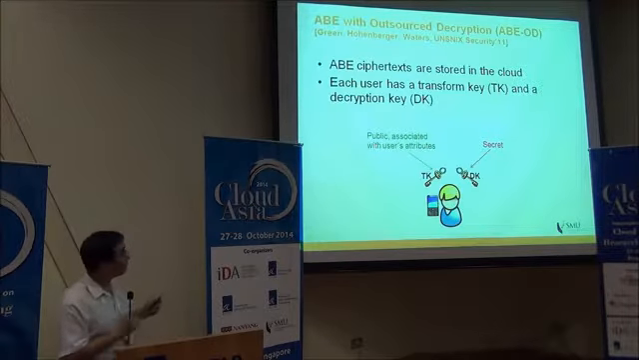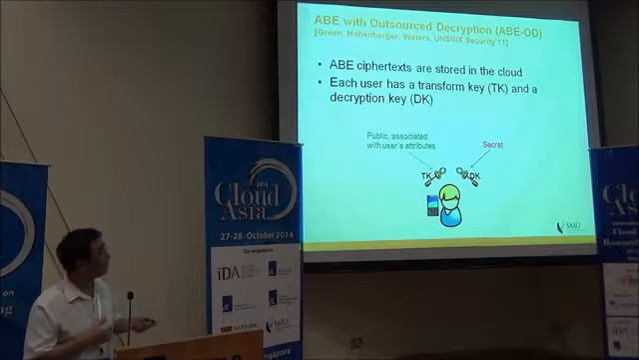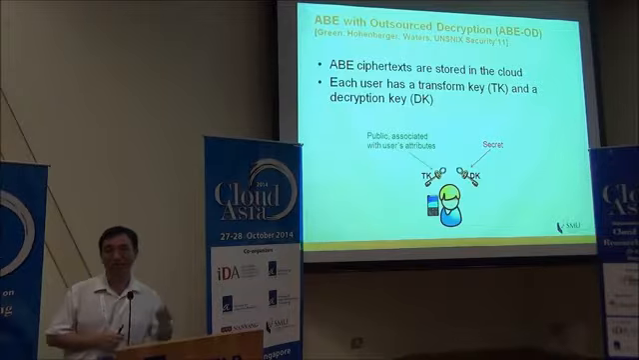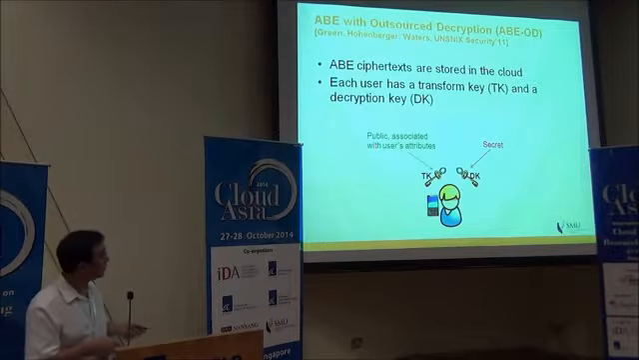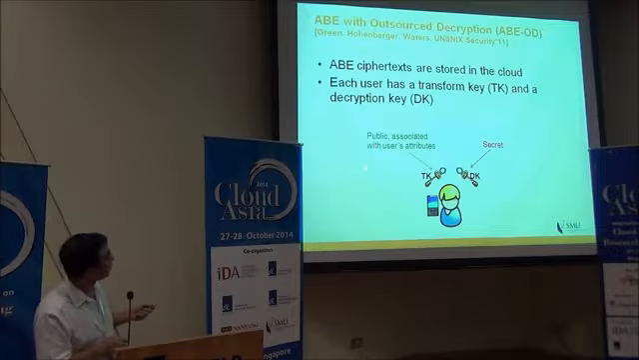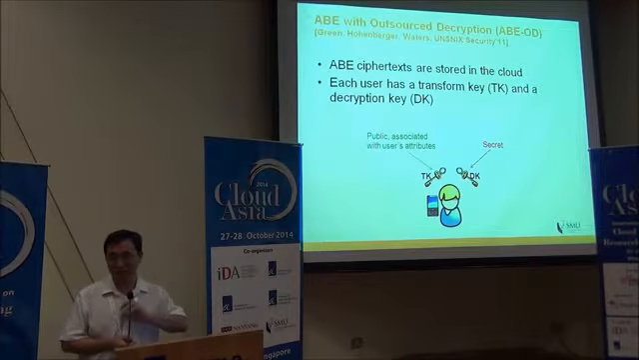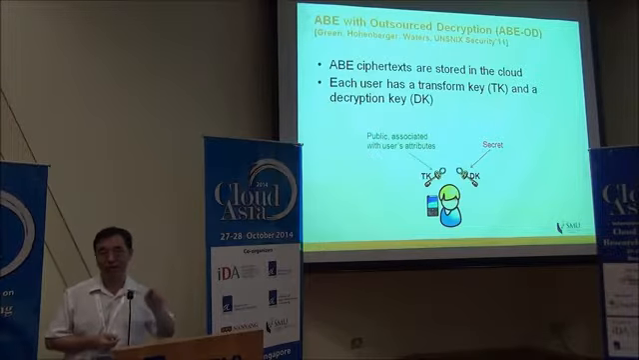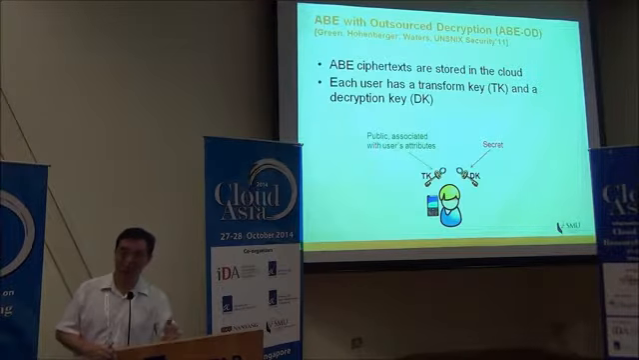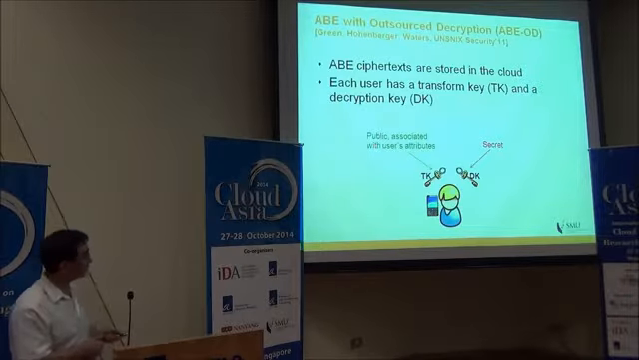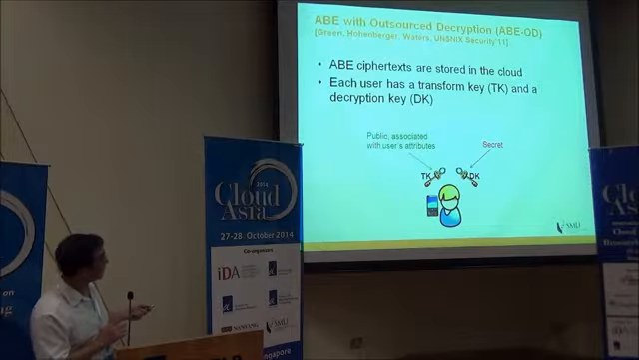So one solution proposed by this group of researchers, Waters, the professor who invented attribute-based encryption, is to use so-called ABE with outsource decryption. With outsource decryption, the computation is outsourced to the cloud, but the cloud will not get our data. You perform decryption on my behalf, but you cannot access my data. That is ABE with outsource decryption.